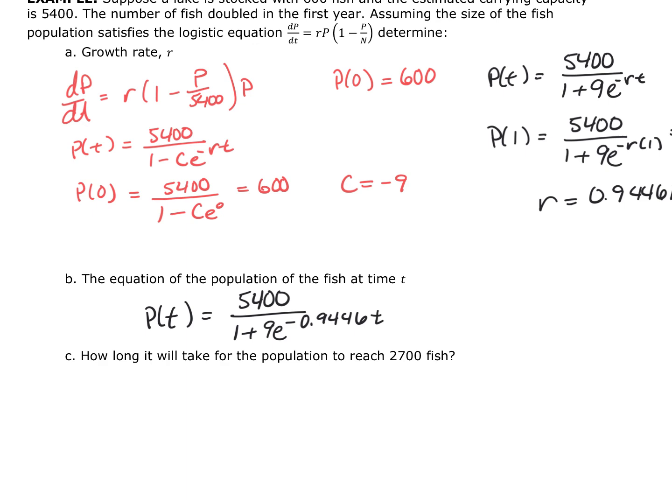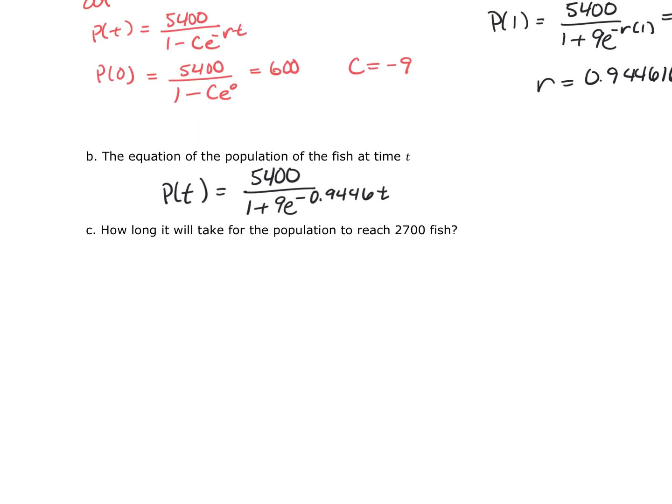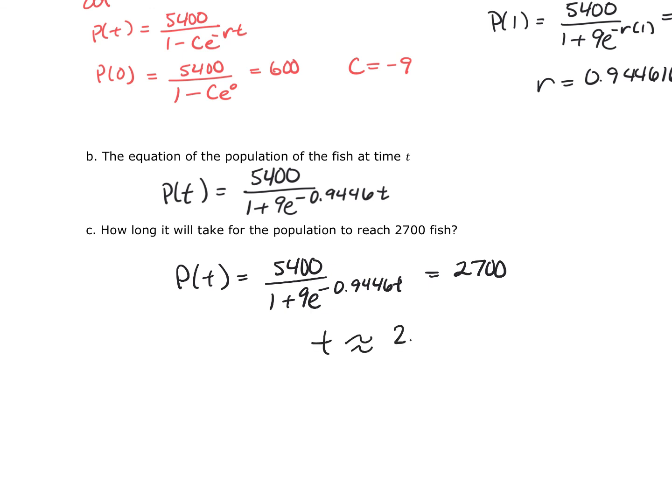Now I want to know how long it is going to take for the population of the fish to be 2,700. So P of t is equal to 5,400 over 1 plus 9 e raised to the negative 0.9446t is equal to 2,700 fish. Doing my usual pre-calculus 1 solving, I'm going to get t is approximately equal to 2.32 years. And that's it for this video.